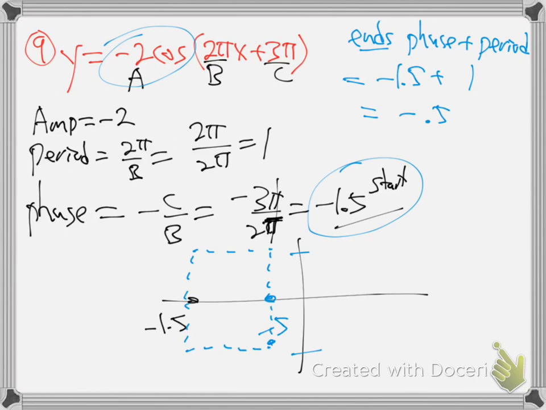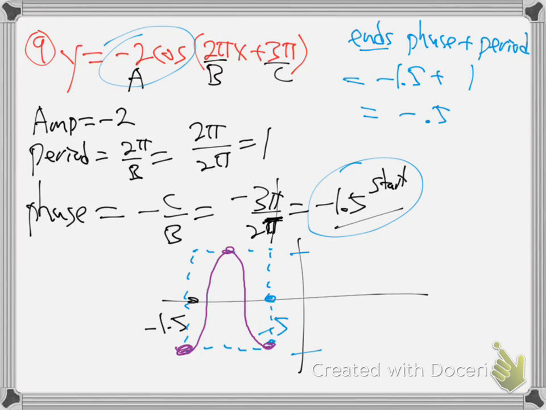Cosine is a U shape. Instead of sine, which starts in the middle, goes high, goes low, and goes back to the middle, cosine is a U shape. A U shape up for positive cosine, a U shape upside down for negative cosine. This is a negative cosine, so it's a U shape upside down. It's going to start down here, go high in the middle, and come back down here. Like that.